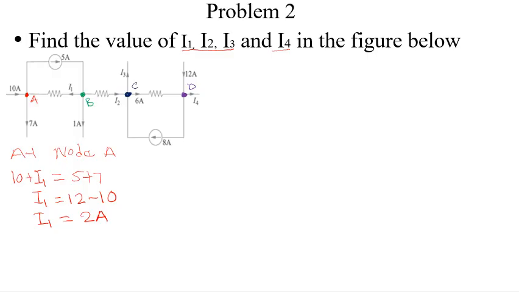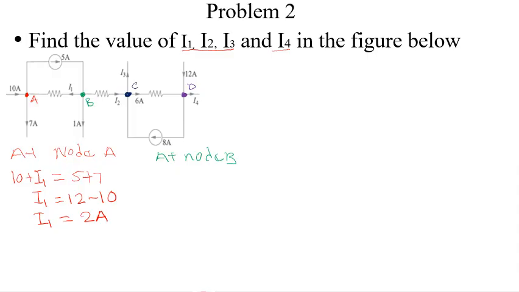So I2 here, at node B. At node B, we have to find the currents entering and the currents leaving. So we have this current which is leaving, I1, this current which is leaving, which is also 1 amp, and we have I2 which is also leaving this node, which is unknown, and we have 5 amps which is entering. So we now have to sum all those entering and those leaving.